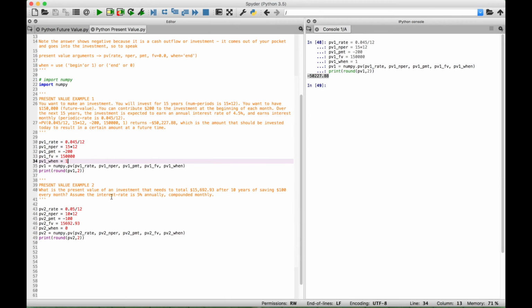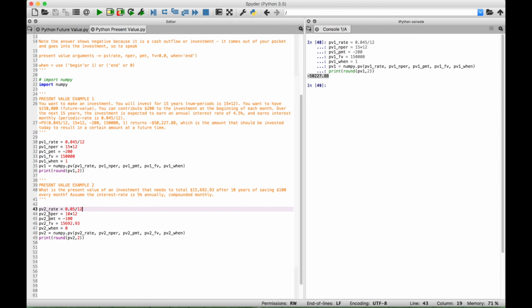What is the present value of an investment that needs to total $15,692.93 after 10 years of saving $100 every month? Assume the interest rate is 5% annual, compounded on a monthly basis. Okay, so now we can start to plug in the numbers for our arguments. We said that the interest rate is 5%, so we put that in here. And again, since it compounds on a monthly basis, we need to divide that by the number of months in the year, which is 12.